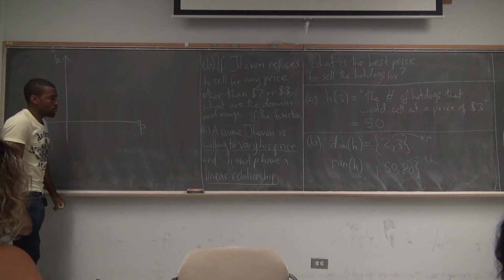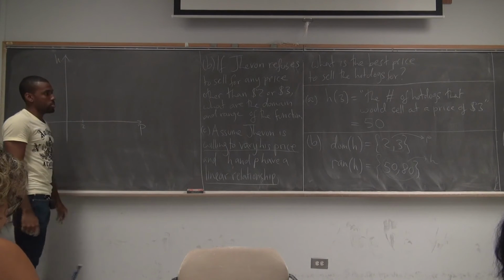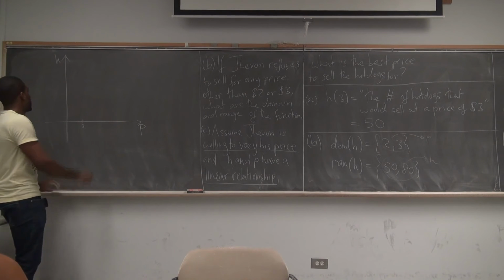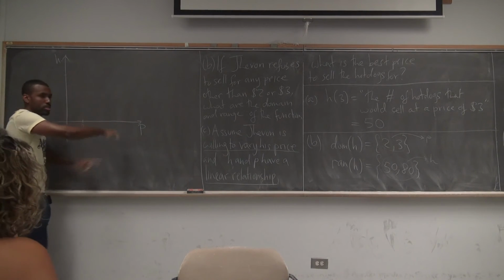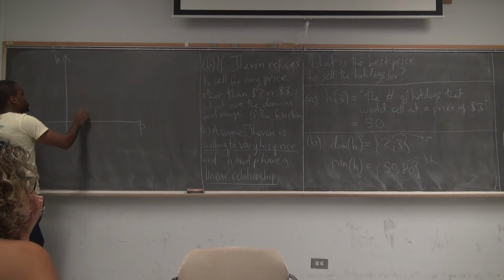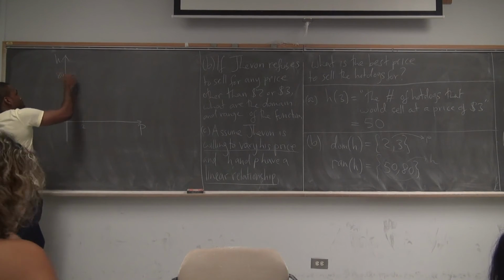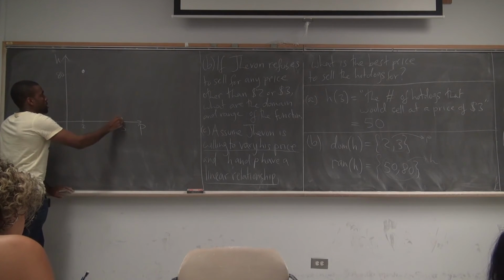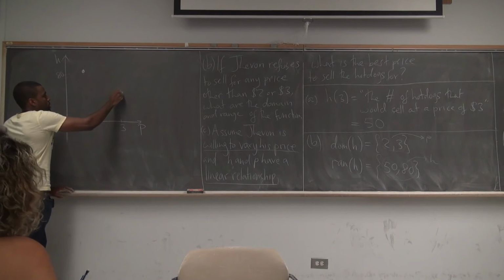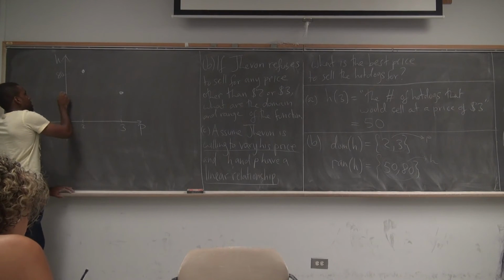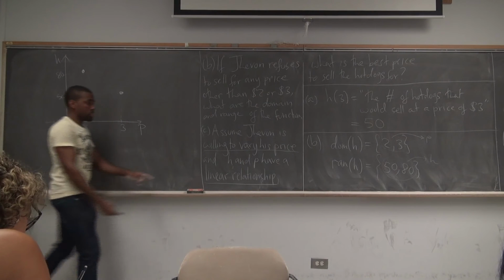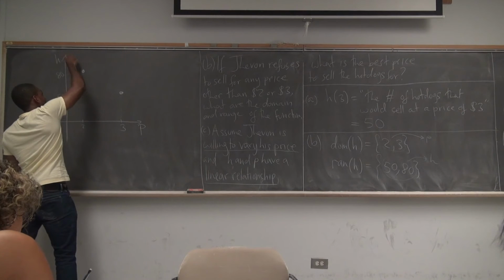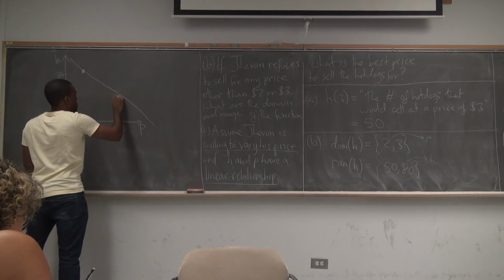Okay, so what do I know so far? When P is 2, what is my H? It's 80. It was 80, right? I erased it. Just look back in your notes. So at 2, I'm at 80. So that's 1 coordinate. At 3, I'm at what? 50. So that's another coordinate. This phrase here that tells me it's a linear relationship means these 2 points are connected by a straight line. That should be a straight line.